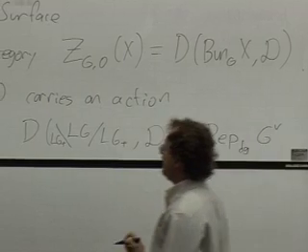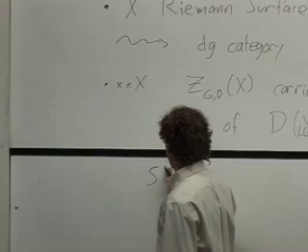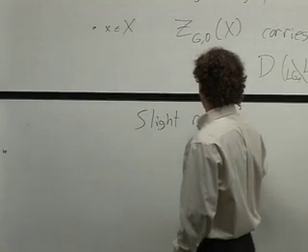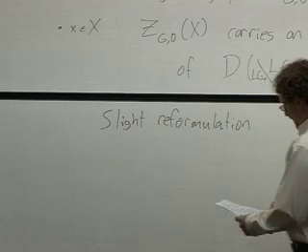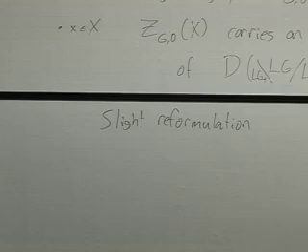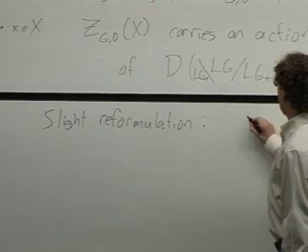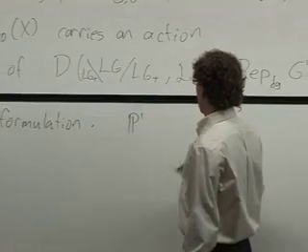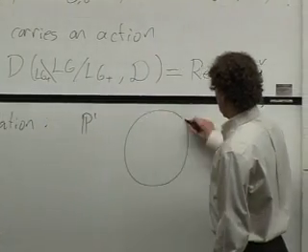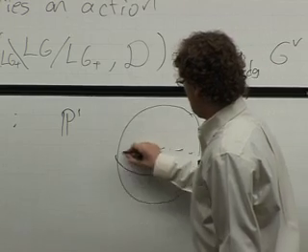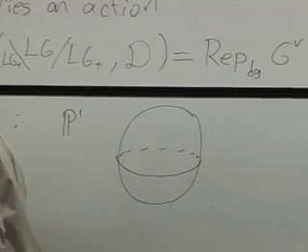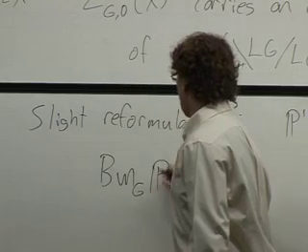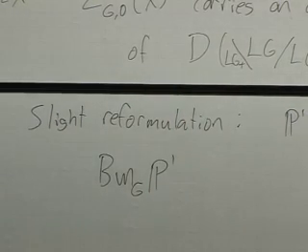So I'd like to have a slight reformulation of this. So how do we reformulate this? I'm going to look at the Riemann surface P1 and try to draw it, something like this. And now we try to look at the space of G-bundles on P1. G-bundles on P1 have a very nice simple description.